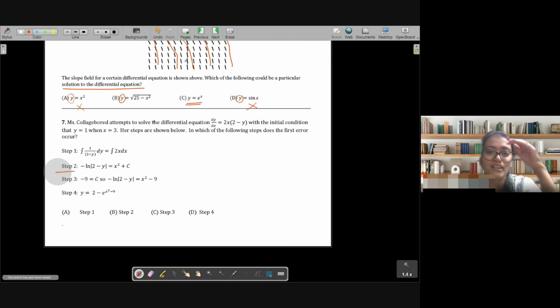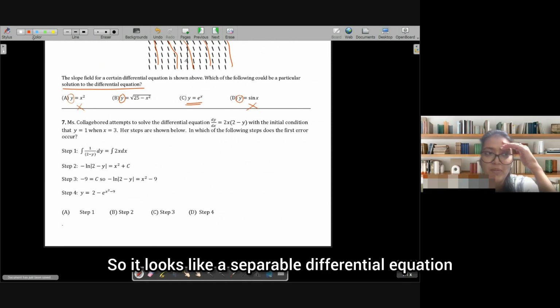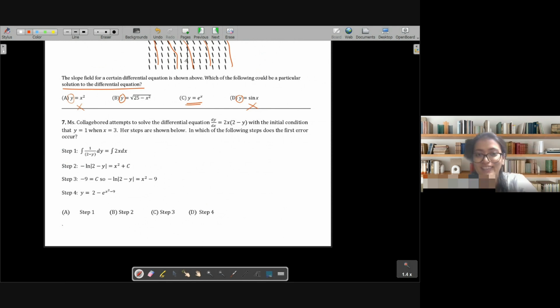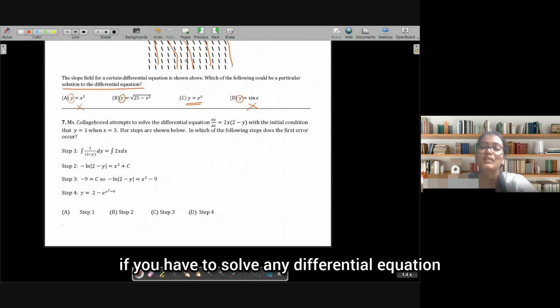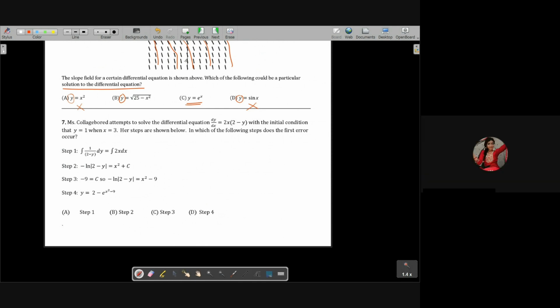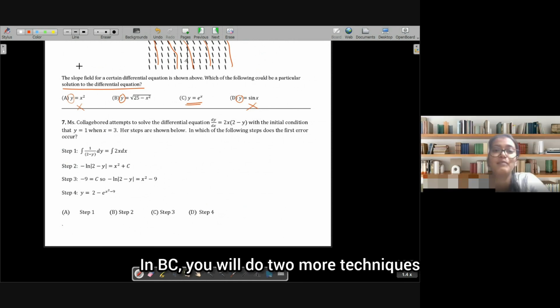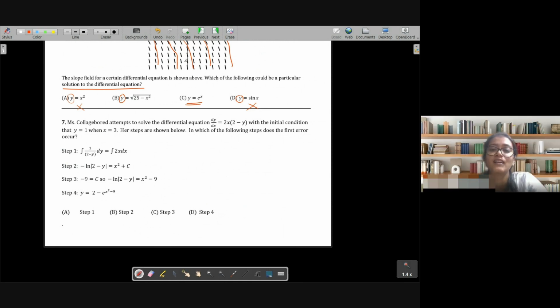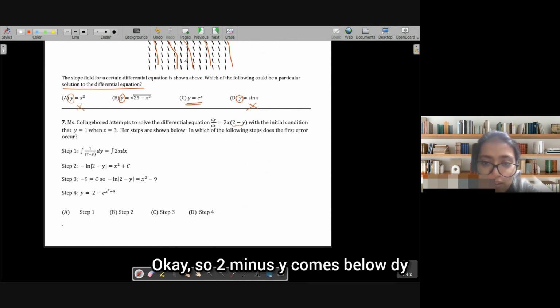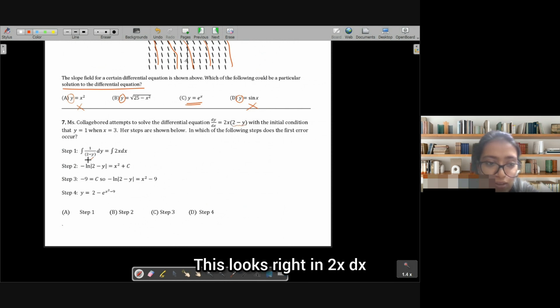If you get the error in step 2 or in step 1, it looks like a separable differential equation. In AB, there is only the separable equation. So if you have to solve any differential equation, just use separable. You have not done any other techniques to solve differential equations, right? In BC you will do two more techniques, but in AB you can easily separate the variables. So 2 minus y comes below dy, this looks right, and 2x dx. So the first step looks right.